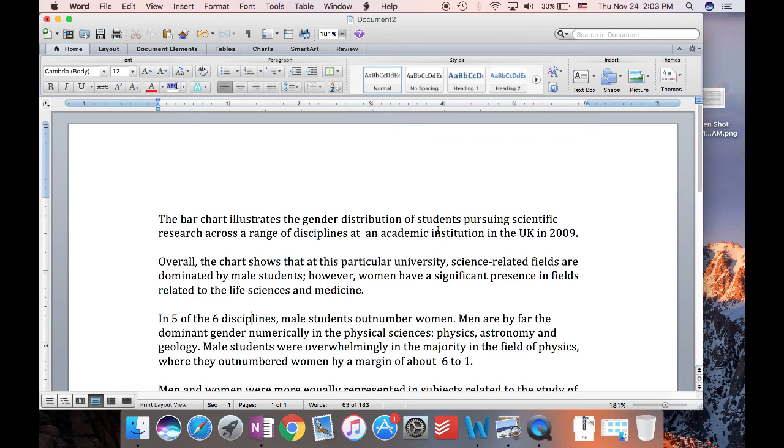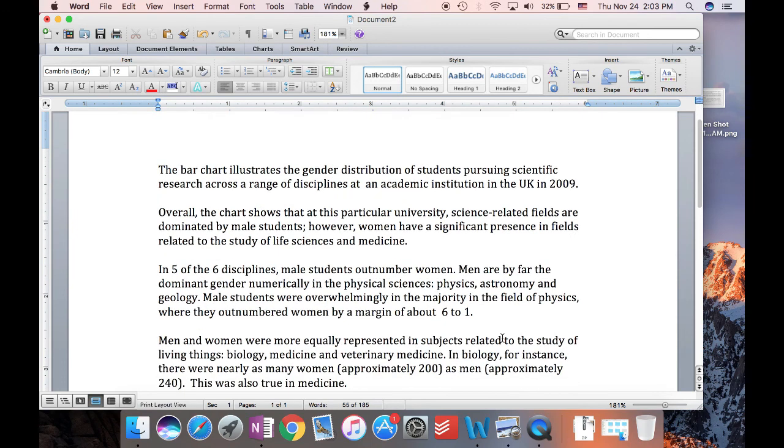The bar chart illustrates the gender distribution. This is to check. You're checking your language, you're checking your spelling here. The bar chart illustrates the gender distribution of students pursuing scientific research across a range of disciplines at an academic institution in the UK in 2009. Overall, the chart shows that at this particular university, science-related fields are dominated by male students. However, women have a significant presence in fields related to the study of life sciences and medicine.